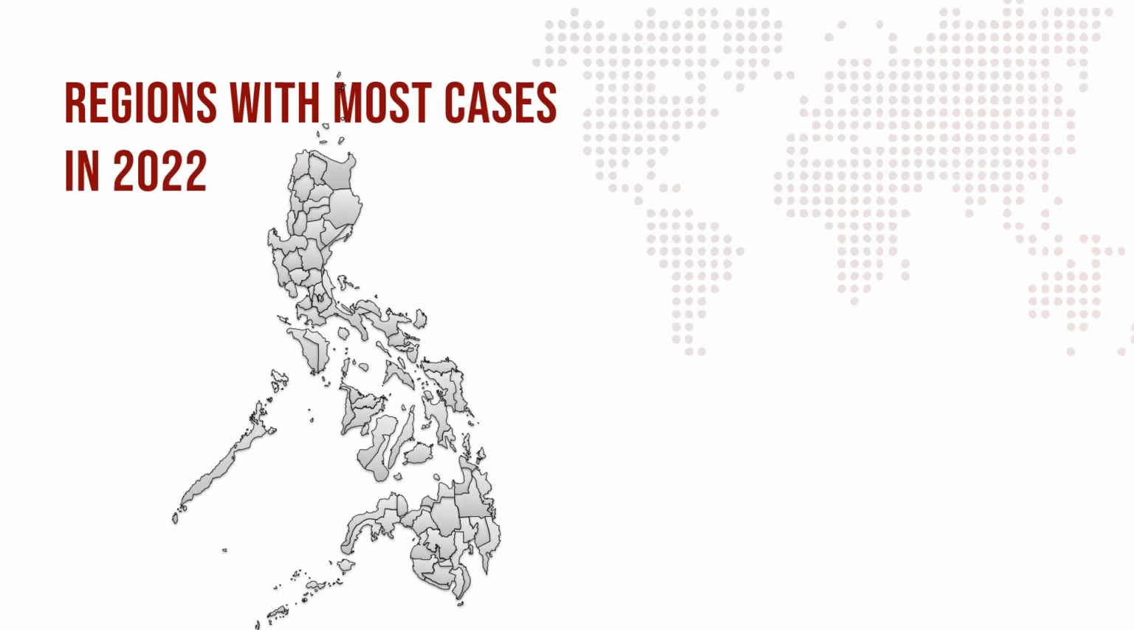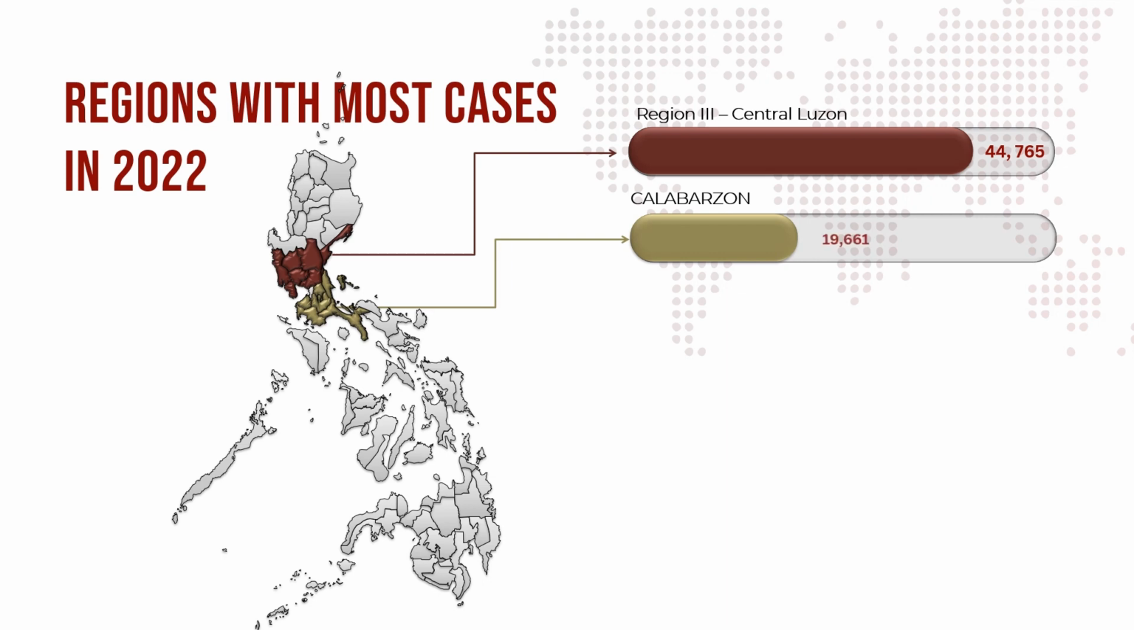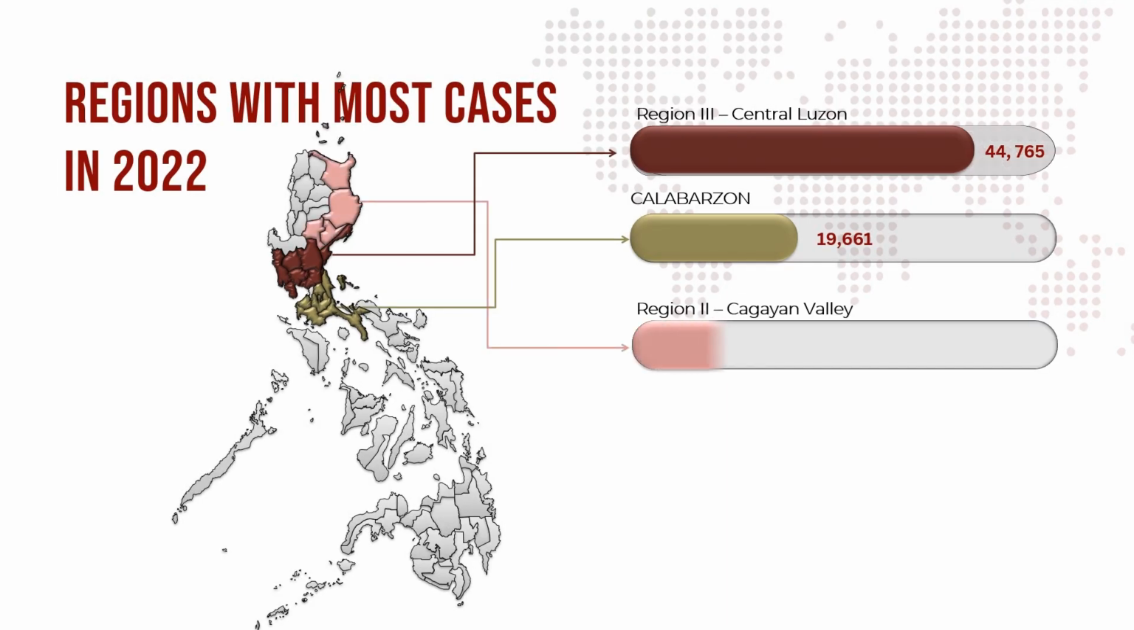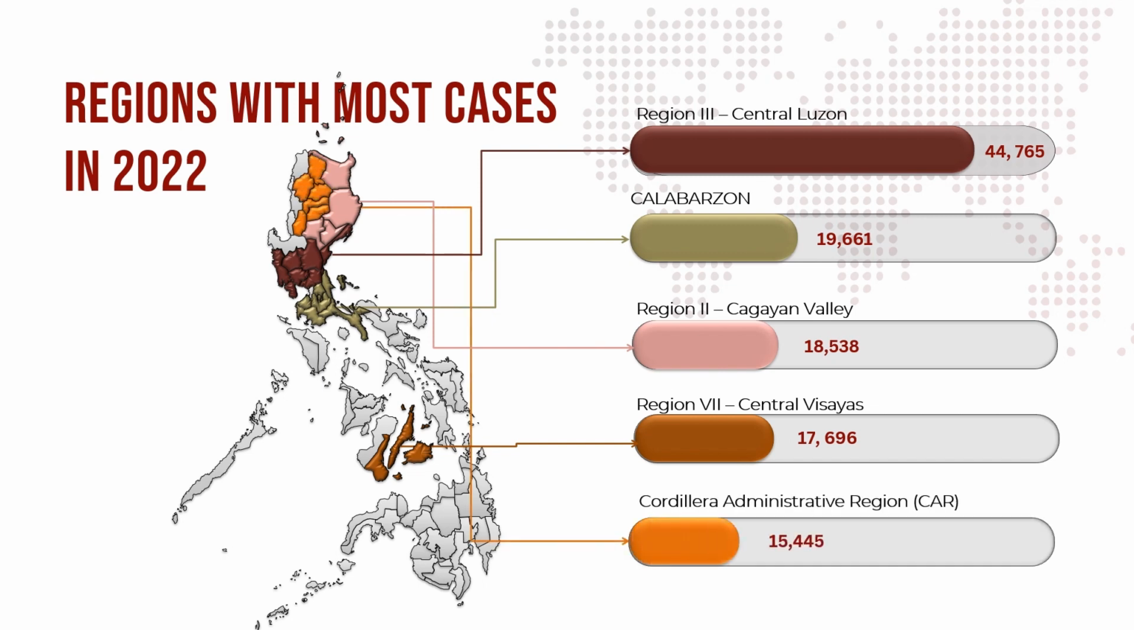Now, based on those data, here are the top 5 regions with most cases in 2022. On the top, we have again Region 3, Central Luzon with 44,700 cases. Next is Calabarzon with 19,600 cases. After that is Region 2, Cagayan Valley with 18,500 cases. Next is Region 7, Central Visayas with 17,696 cases. And fifth is Cordillera Administrative Region with 15,400 cases.